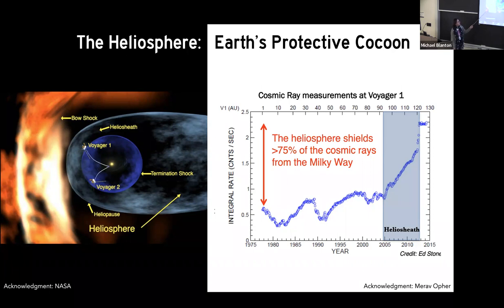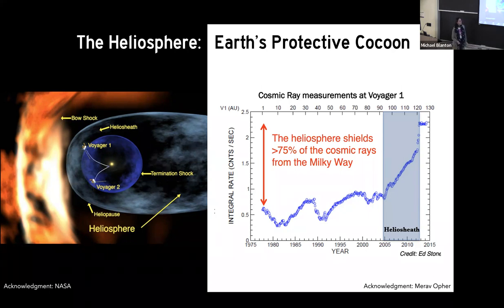I don't know if you guys know about Voyager 1 or Voyager 2, but Voyager 1 has left the protective cocoon of the heliosphere. The heliosphere protects the Earth from about 75% of cosmic rays. This is showing you year versus cosmic ray influx. You'll notice that in 2012, that blue curve goes way up. That is when Voyager 1 left the heliosphere, the protective cocoon, and exposed it to a lot of cosmic rays.